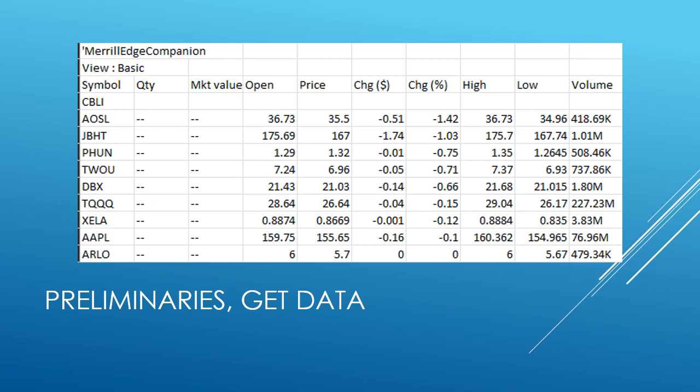This is a spreadsheet which shows data from a stock market watch list. On the far left, I've got a column that shows the name of the watch list. Here it's called the Merrill Edge Companion. The view is called Basic, and this is pulled from TD Ameritrade, where one can set up a watch list. In this case, I was looking at a few stocks indicated there: CBLI, AOSL, JBHT, which is JB Hunt, PHUN, which is kind of like a penny stock.